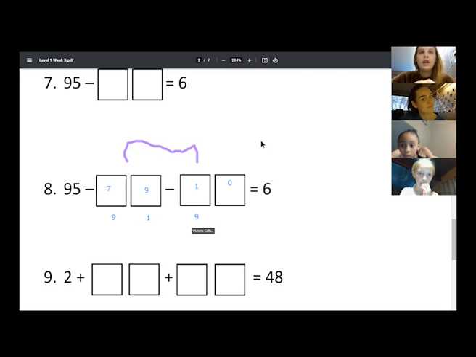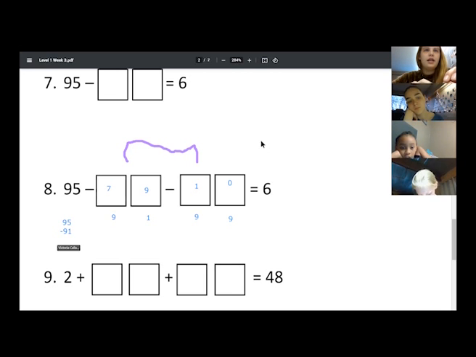Okay. So let's look at this. If we do 95 minus, was it 91 you said? Yeah. What is that going to give us? What is 95 minus 91? It's gonna give us 6.